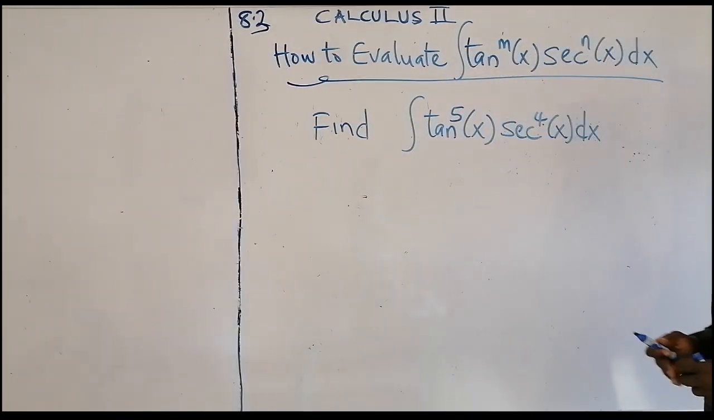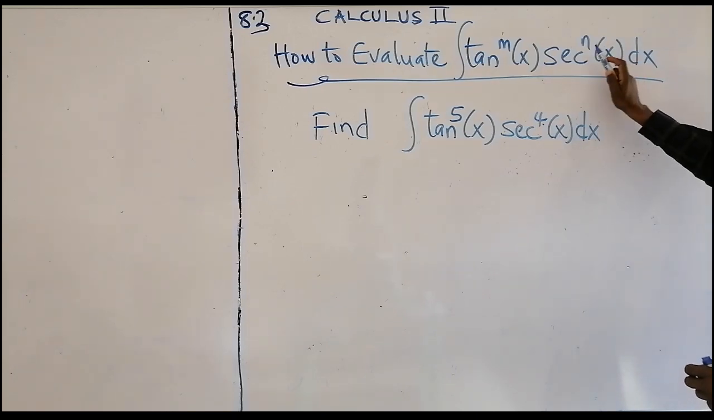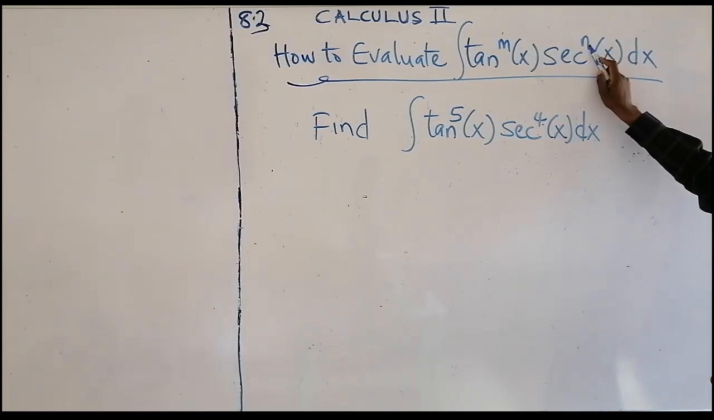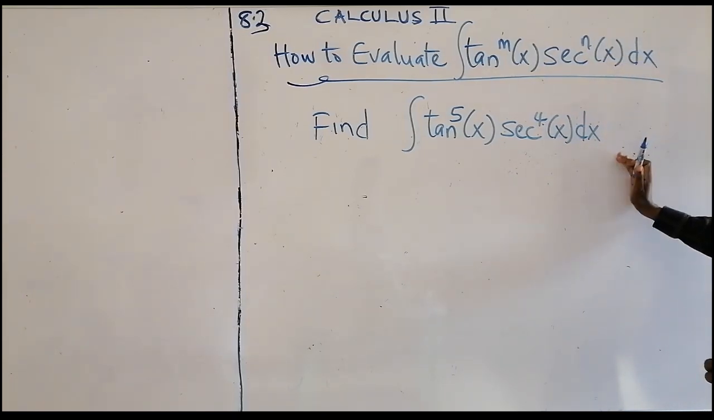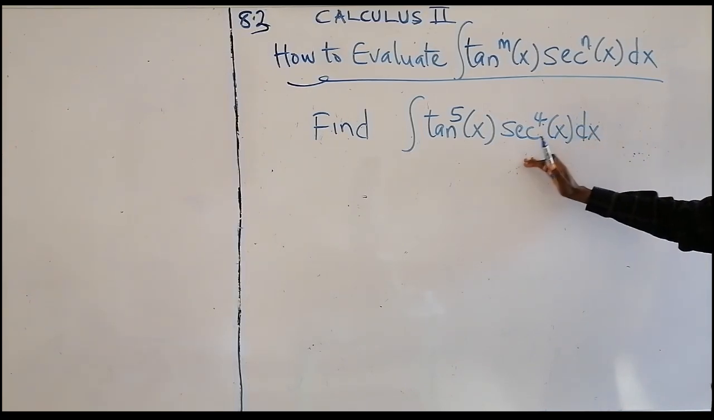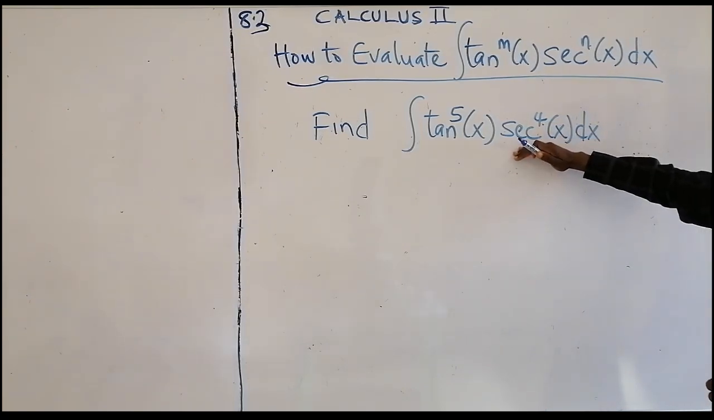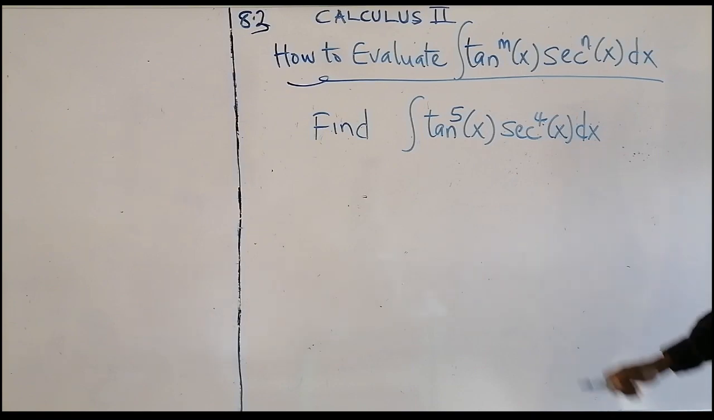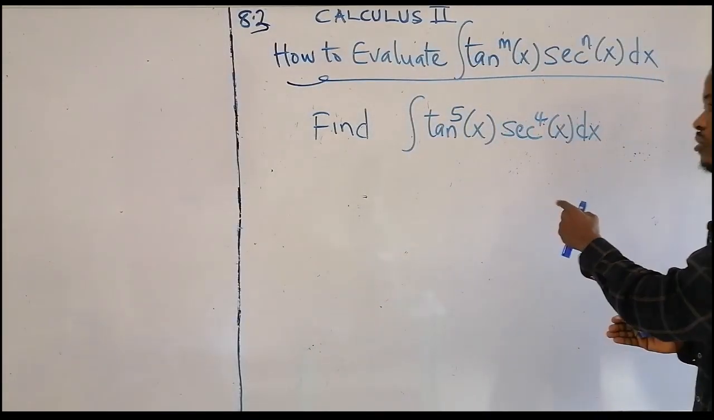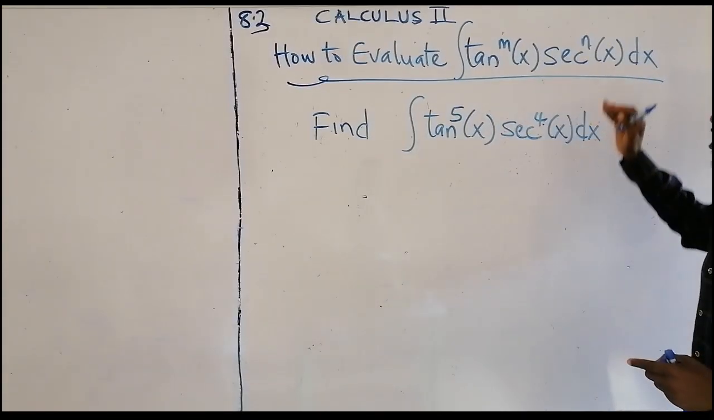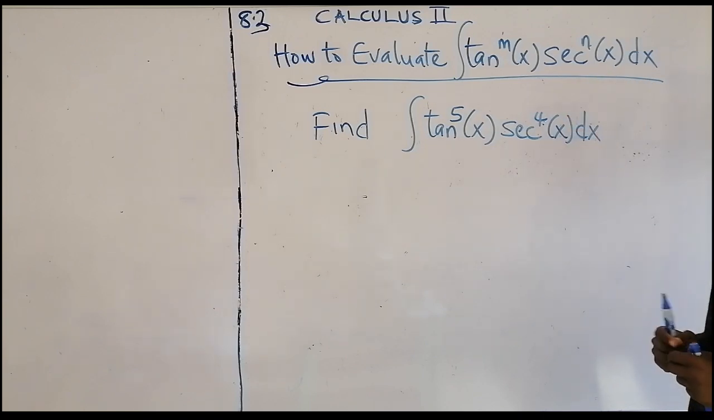The first case we want to look into is the case of the power of the sec being even. So that's the first case, and we have this example to back it up. The power of sec in this example is 4. Let's see this question to expatiate on this first case.